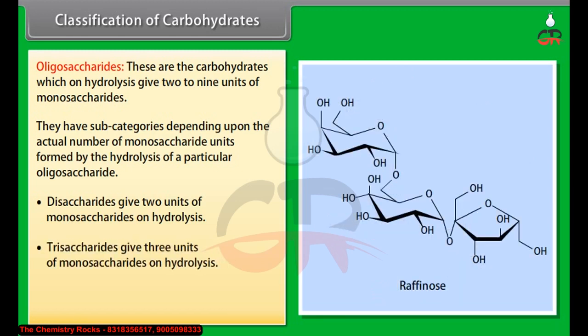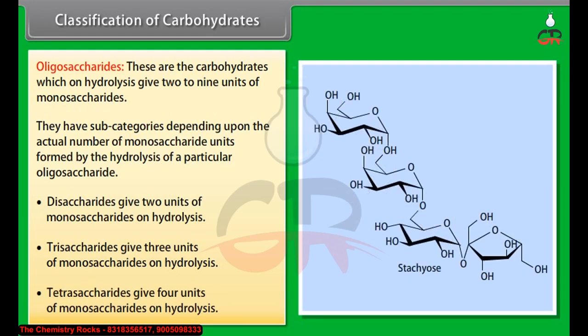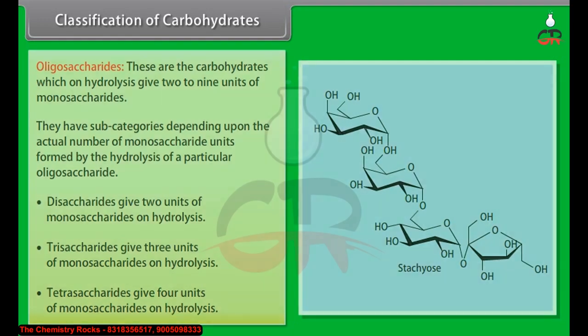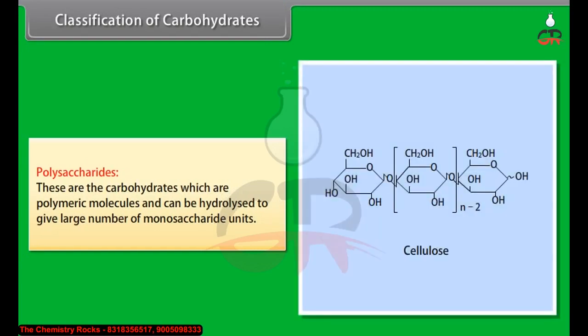Trisaccharides give 3 units of monosaccharides on hydrolysis, for example, raffinose. Tetrasaccharides give 4 units of monosaccharides on hydrolysis, for example, stachyose. Polysaccharides. These are the carbohydrates which are polymeric molecules and can be hydrolyzed to give a large number of monosaccharide units. For example, starch, glycogen and cellulose.